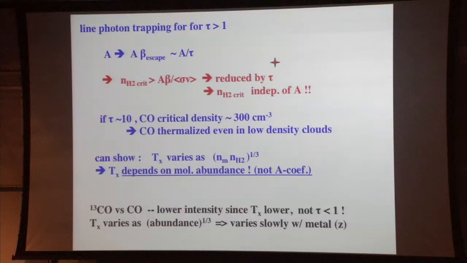So it's important to remember, and I say this and emphasize it, because you still in the literature now see people saying that HCN has a higher critical density because of its higher A coefficient. The A coefficient has nothing to do with it. It has to do with the abundance of HCN and what the column density is through the region. Okay, so one thing I want to point out is 13CO, for example, versus 12CO. The lower intensity of 13CO is probably due to the fact that to some extent the excitation temperature is lower, not just that it has a lower optical depth. And that's about it.